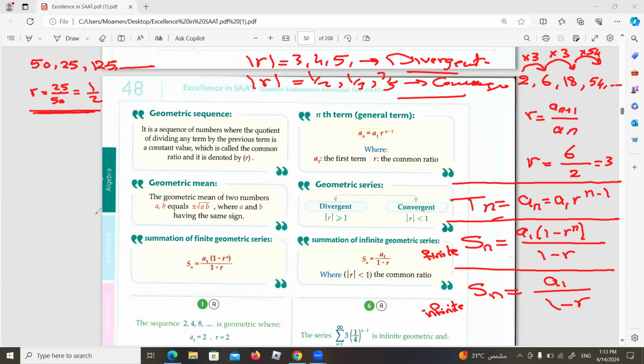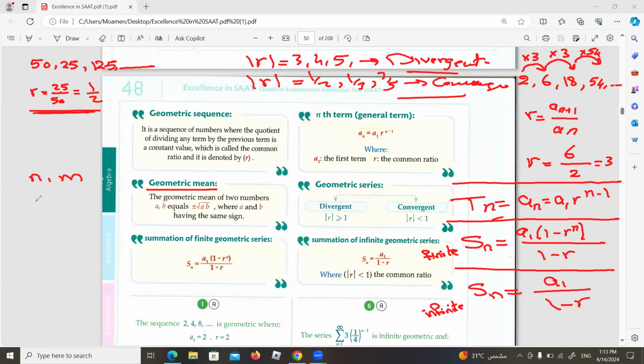We'll also talk about the concept of the geometric mean. What is the geometric mean? The geometric mean of any two numbers: you just take the two numbers and multiply them together under a square root. Again, if I have two numbers, the first number is n and the second number is m.